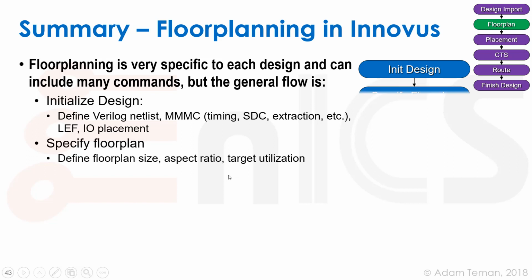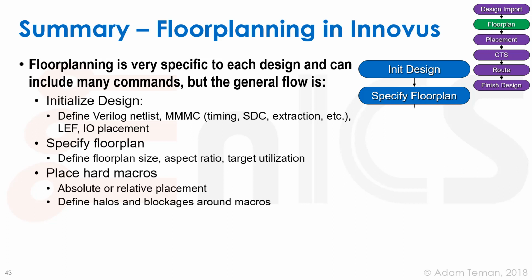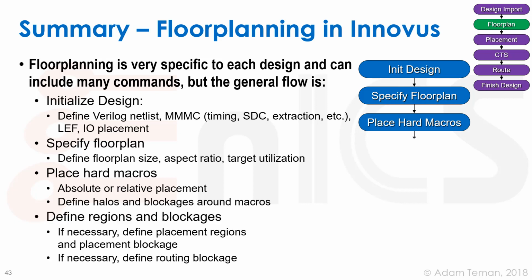where our IOs are placed. Then we're going to move over to the specify floor plan stage, where we're going to define our floor plan size, what its aspect ratio is, and what our target utilization is inside there. Next, we're going to take our hard macros and place them inside the design. We can place them in absolute coordinates, or we can use relative placements. We're going to usually define halos and blockages around the macros so we don't block their pin access.